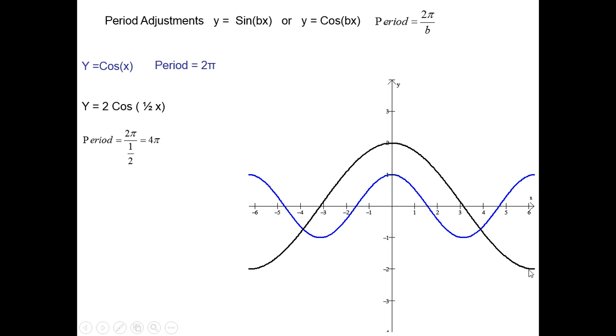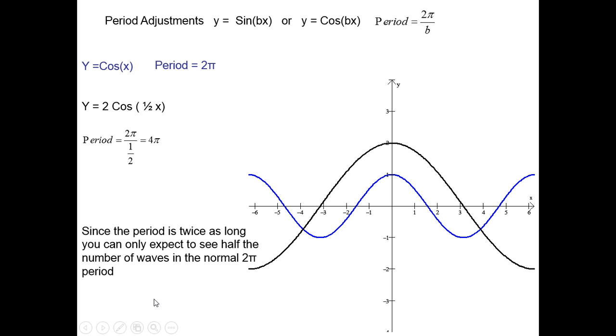So in other words, if I wanted to continue generating this graph for an entire cycle, here we stop at 2 pi, and you say that's only half. Well, if we go out to positive 4 pi, we would see an entire wave. Just like if we went in the negative direction out to negative 4 pi, you would have another wave generated. So since the period is twice as long, you can expect to see half the number of waves as you would in the normal period.